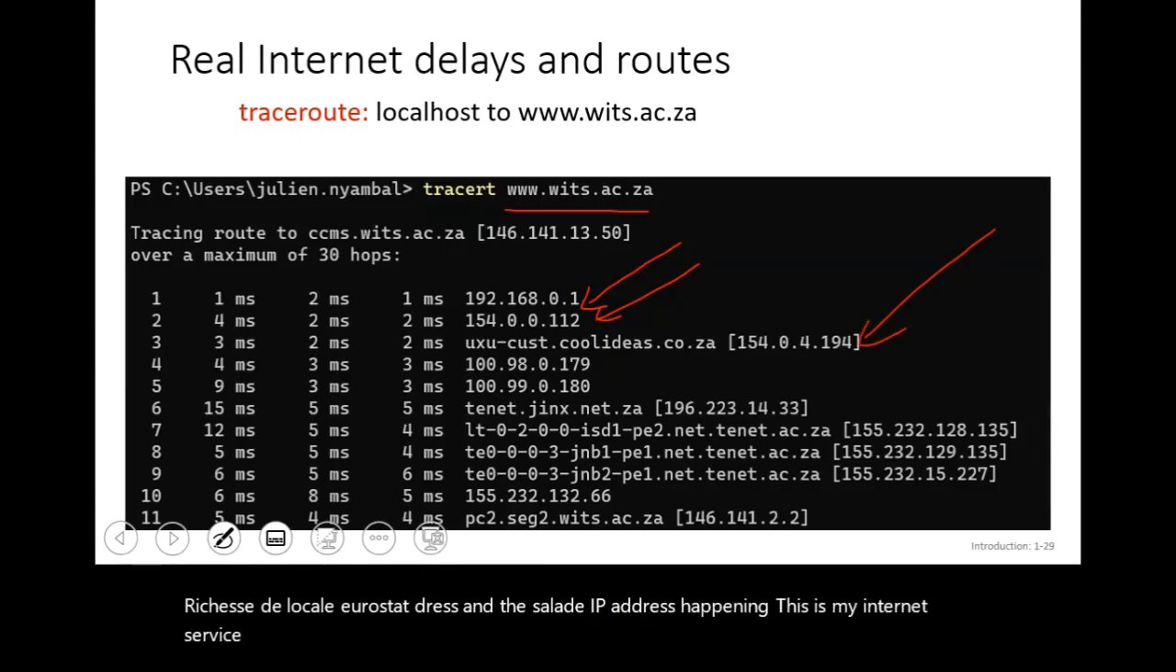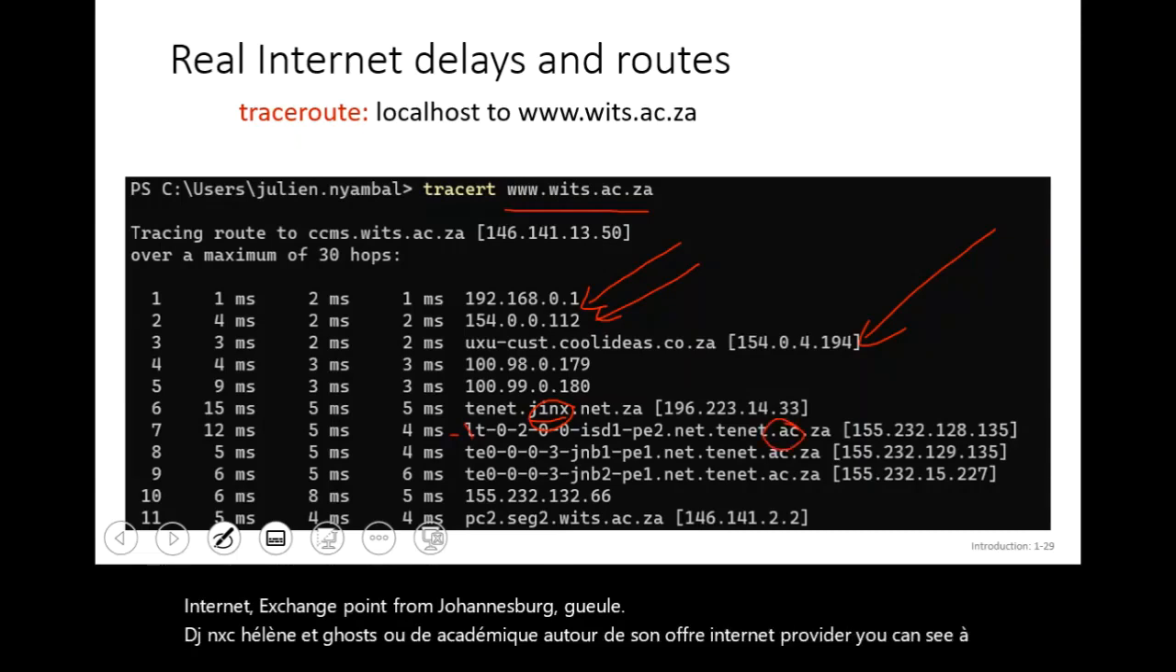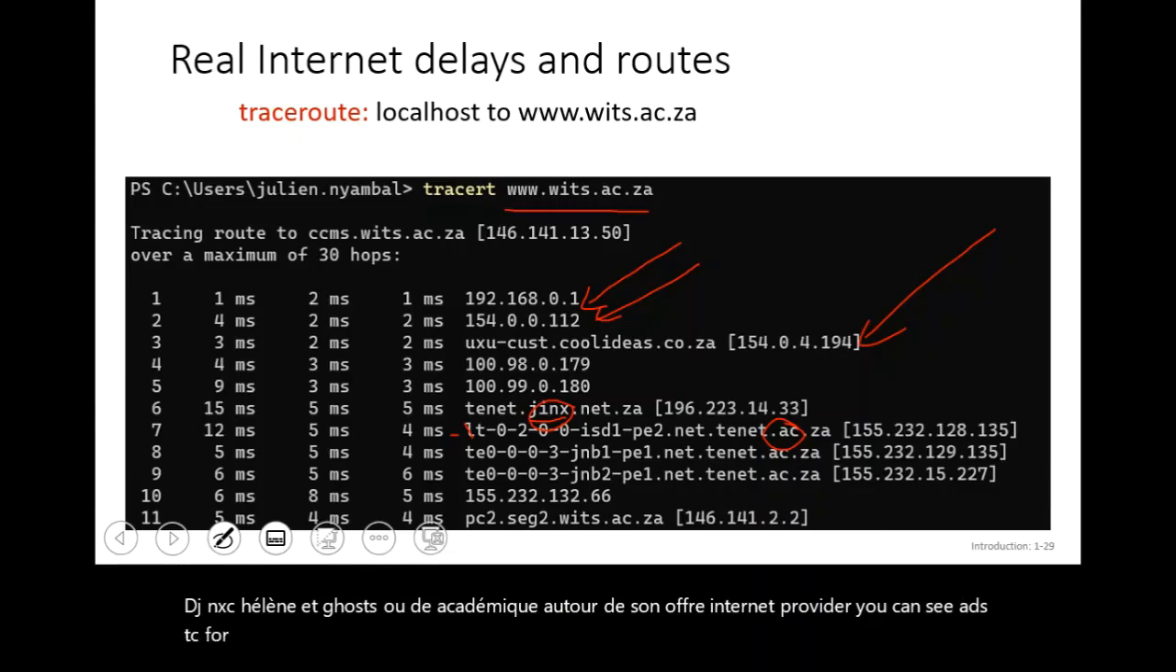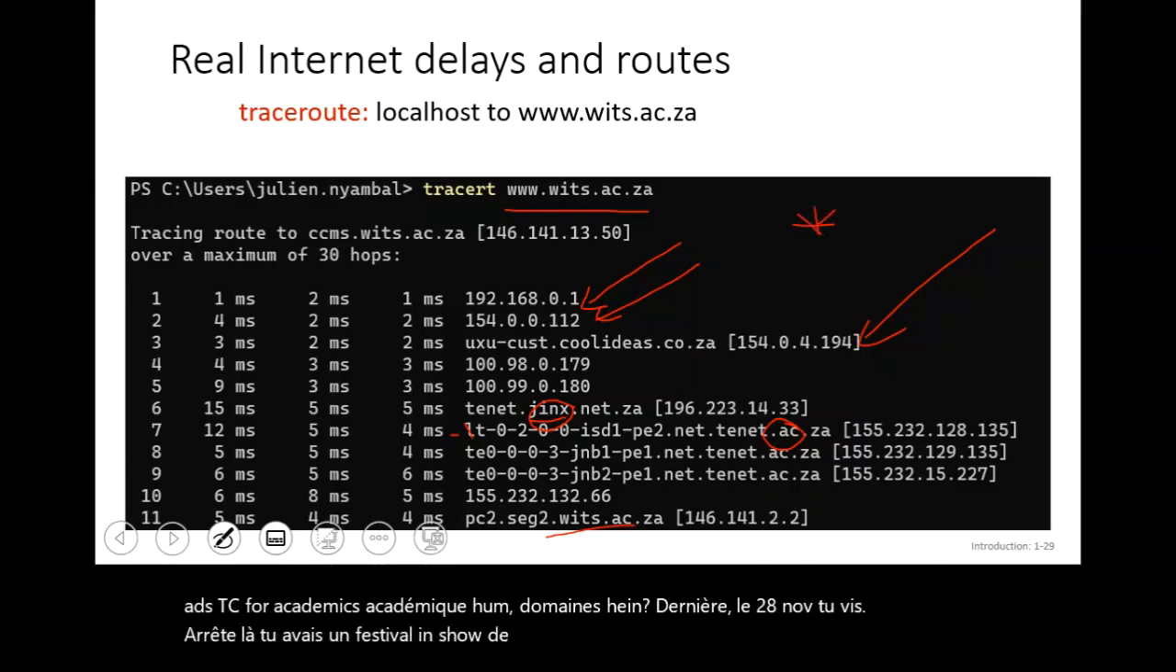And guess what? We have the internet exchange point from Johannesburg, the GINX. It goes there, and then it goes to the academic internet provider. You can see this AC is for academic domains, and then it will eventually arrive at VITS, right? That's very impressive. I didn't show you the last part. The last parts were just three stars.